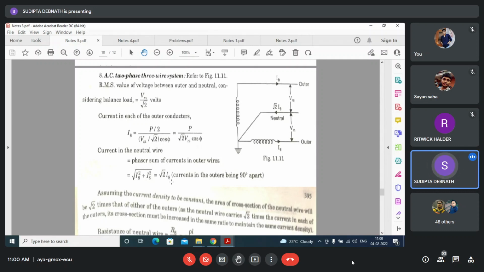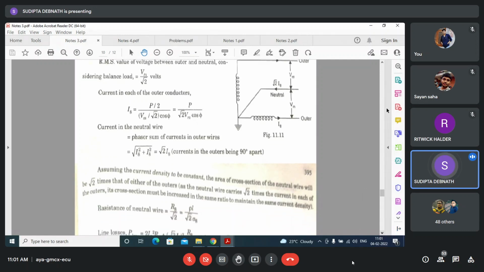under balanced condition. Now assuming the current density to be constant, the area of cross section of the neutral wire is √2 times that of either of the outers. As the neutral wire carries √2 times the current in each of the outers, its cross-sectional area must be increased in the same ratio to maintain the same current density. So the cross-sectional area of the neutral wire is considered to be √2 A, where A is the cross-sectional area of the outer conductors.